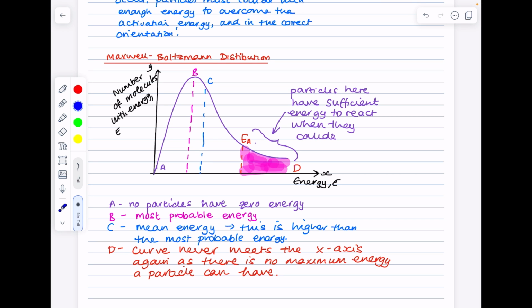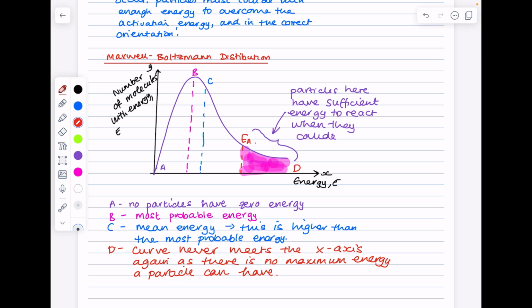So to reiterate, down here, there are no particles with zero energy. The peak represents the most probable energy. C is the mean energy, and this is higher than the most probable energy. You'll often find the activation energy marked on, and that means that any particle existing to the right, so in this part of the curve, must have enough energy to react when the particles collide. D represents the fact that the curve never meets the x-axis, as there is no maximum energy a particle can have.